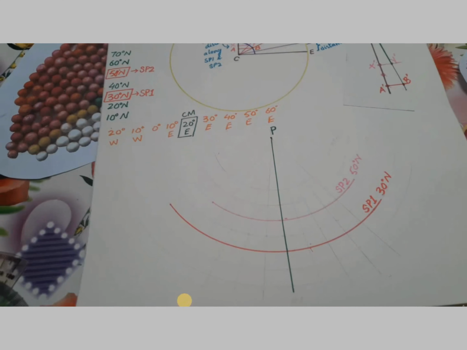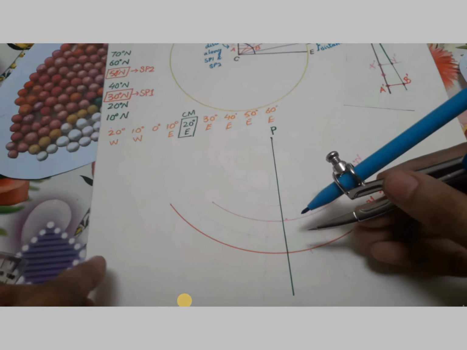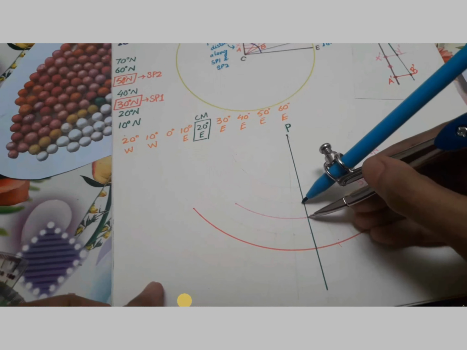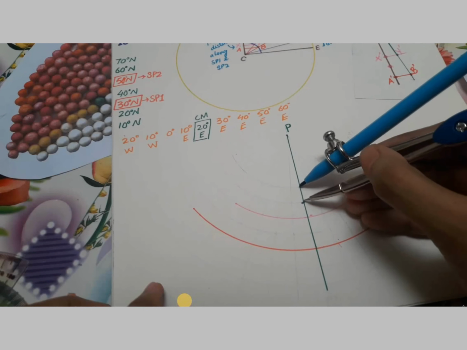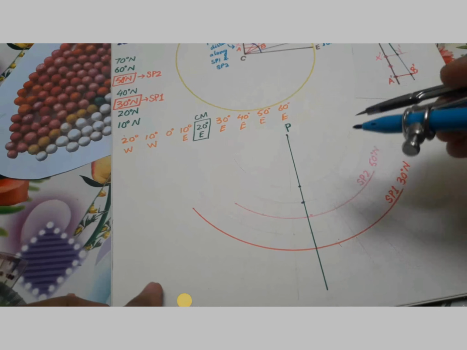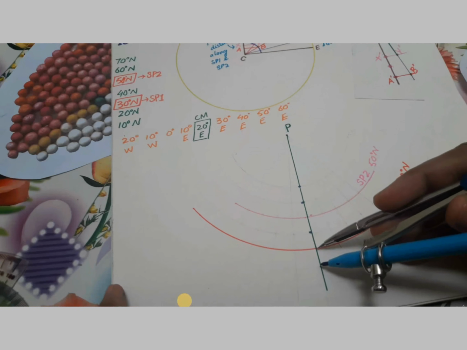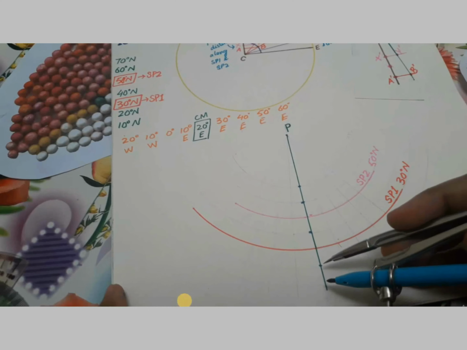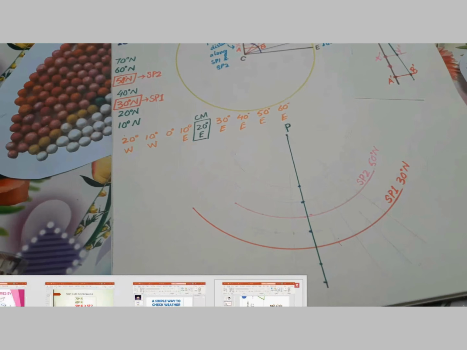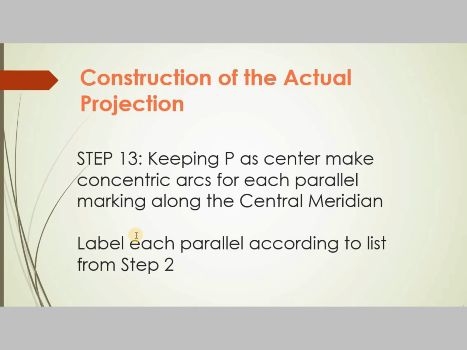So by taking the distance between E and I, we are marking the parallels along the central meridian, 2 above the SP2, 1 in between the standard parallels, and 2 below SP1. So after marking the parallel distances, we will make arcs for all the distances, keeping P as center.